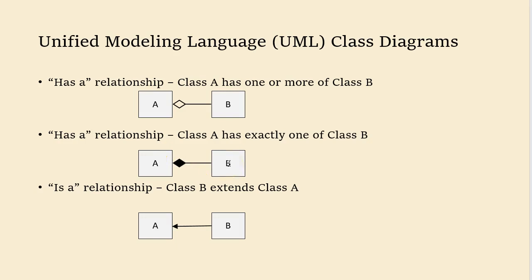If you know how many you're going to have of class B, let's say you wanted to have 5 of them, you can put the 5 as a notation here above the line. The is-a relationship is shown with arrows, and the arrow points from the child to the parent. So class B extends class A. A is the parent, B is the child.